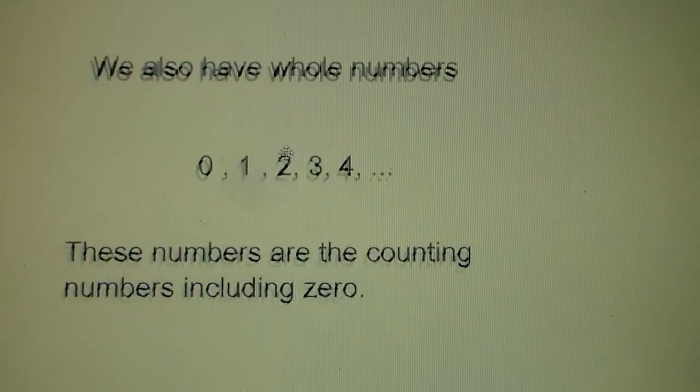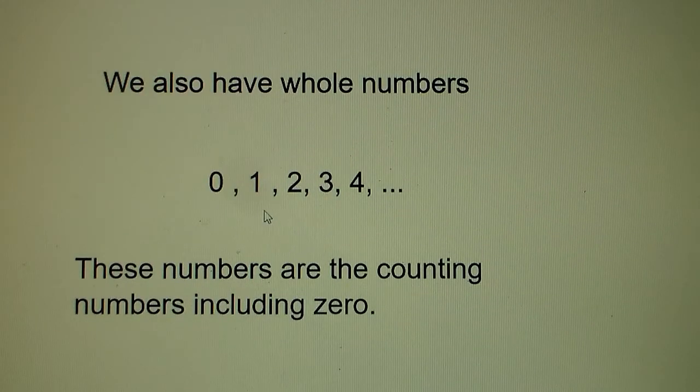Next up we have whole numbers, which is that same group of natural numbers, 1, 2, 3, 4, 5, 6, 7, 8, 9, 10. However, it also includes 0. And that's the difference between whole numbers and natural numbers. Whole numbers have the 0 in it.